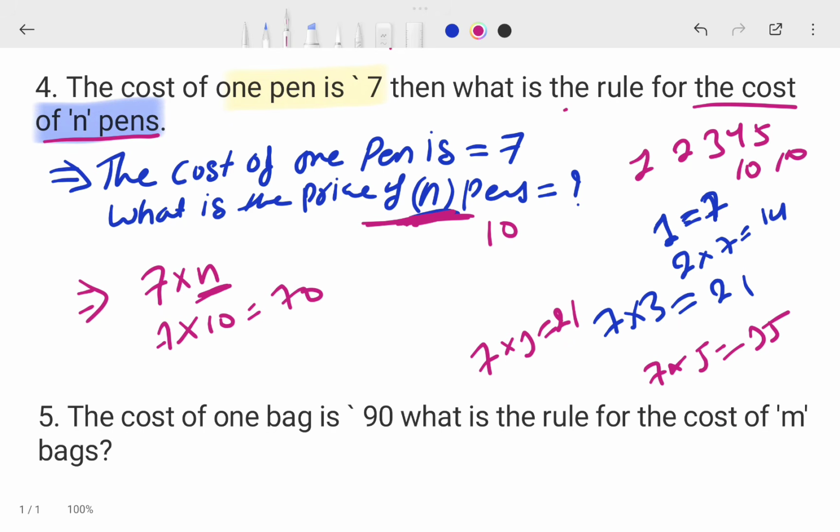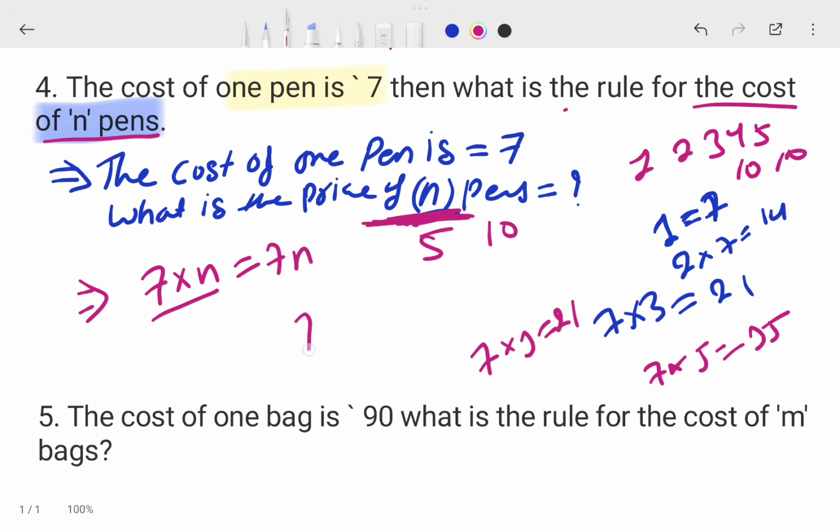Now suppose you are asked, what is the price of n pens? Suppose this n is 5 pens, so here 7 into n, where the n is, put 5, and you will get the answer. So our answer is 7 into n. We can write it like that also, 7n.